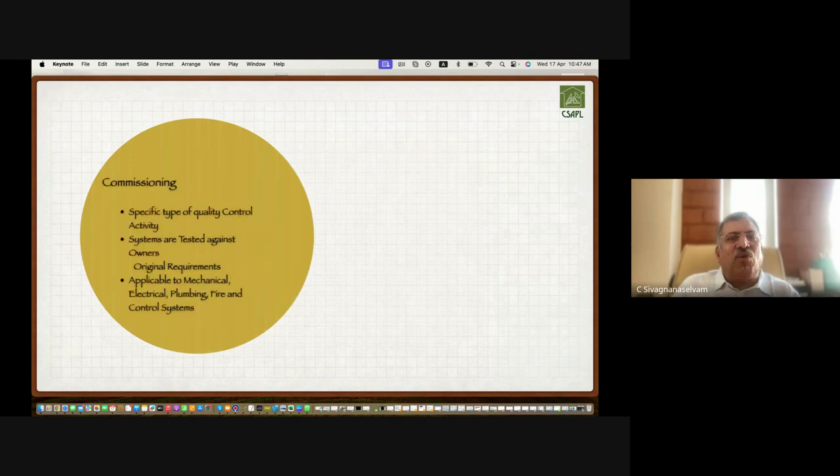Commissioning is a specific type of quality control activity. As we discussed, every client and every building has a different kind of quality, and that kind of quality control activity is required. The systems you are implementing are tested. Before commissioning, you may have a genset, an STP plant, and many other allied activities to make the project and the infrastructure perfect.